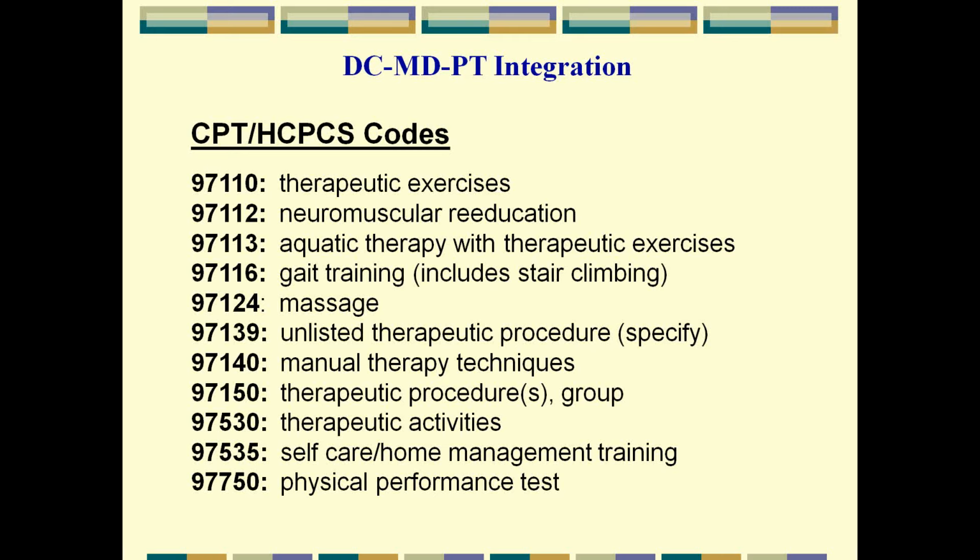97535 is a very good code where you could show patients how to do things at home. Home care instructions are very important. When it comes to billing out for PT services, you want to be able to prove that you're giving the patient home care instructions. Physical performance test is an excellent way to do a functional capacity evaluation on a patient to see what type of exercise they can do. It's also great to be able to monitor a patient's progress.